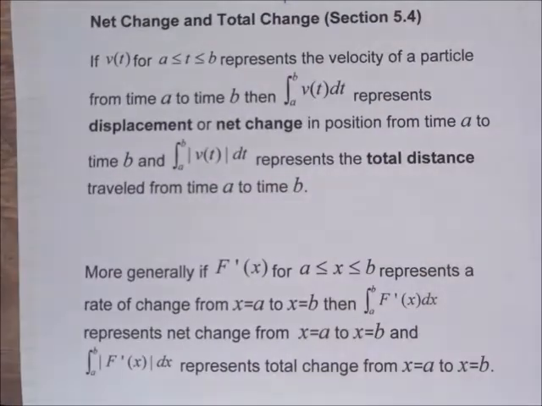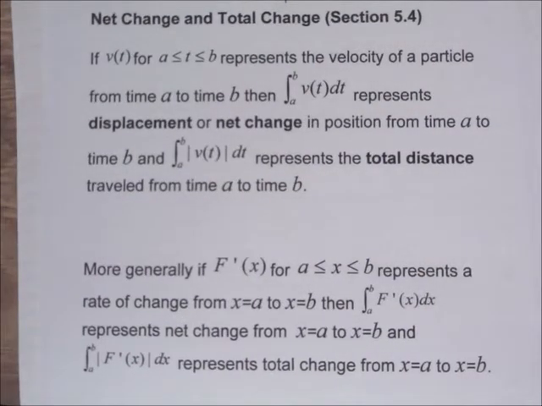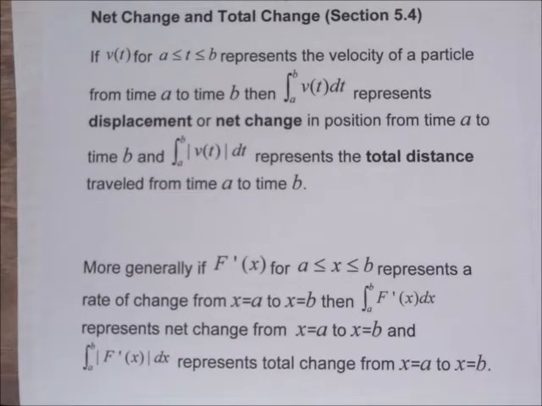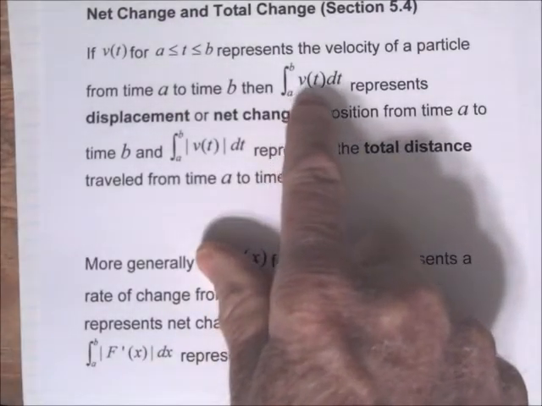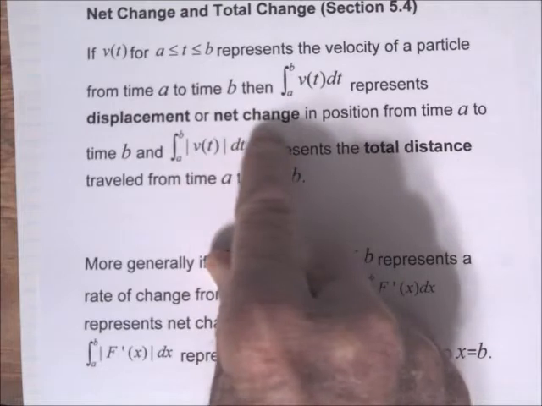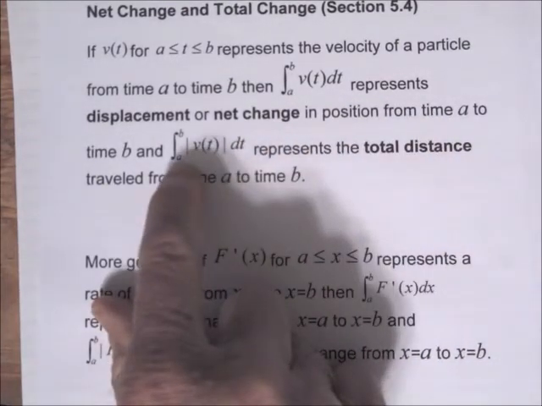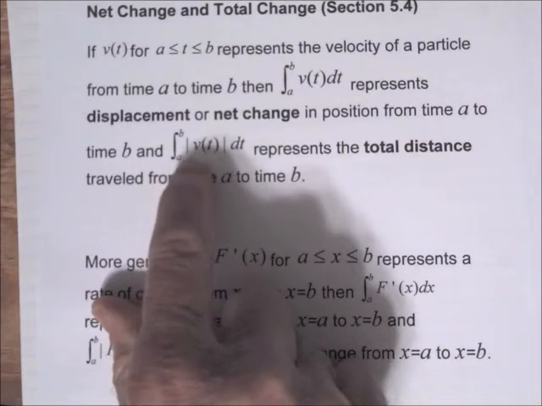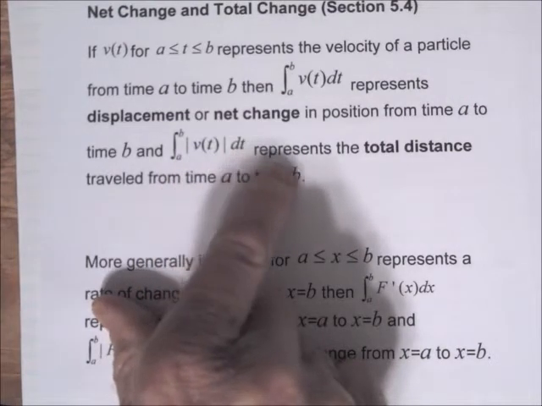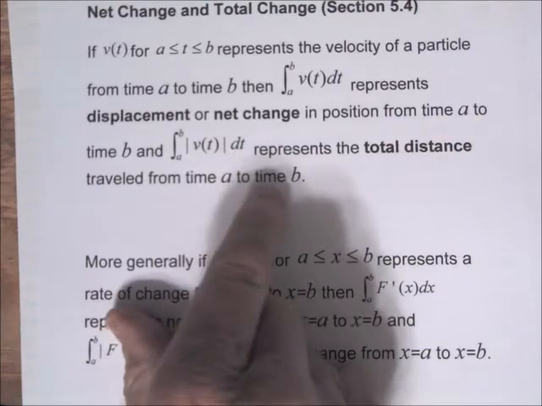Net change and total change, section 5.4. If v of t for t between A and B represents the velocity of a particle from time A to time B, then the integral from A to B of v of t dt represents the displacement or net change in position from time A to time B. And the integral from A to B of the absolute value of v of t represents the total distance traveled from time A to time B.